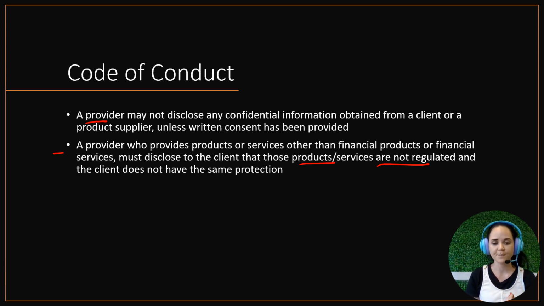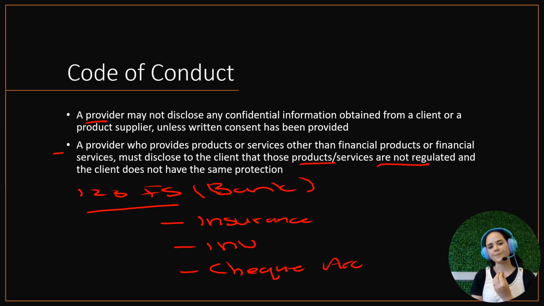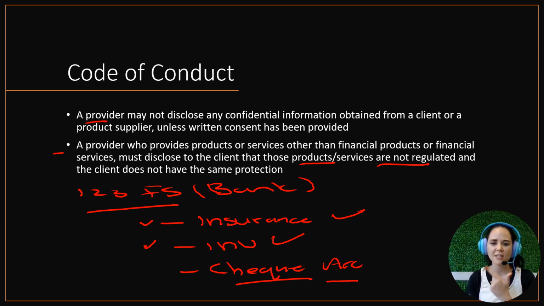So let's do a quick example. We have an FSP. Our FSP is 123 Financial Services. And at 123 Financial Services, we offer the following products. We offer insurance products, we offer investment products, and then we offer a check account. Okay, so we're going to pretend that 123 Financial Services is a bank. Now, at 123 Financial Services, we do offer insurance and investment products. Those are regulated products, regulated by the FAIS Act, which means that we need to be FAIS compliant when it comes to those products. And when our clients are not advised correctly on these products, they can go to the FAIS Ombud. But a check account, a transactional bank account, does not have an insurance component and does not have an investment component. So this is not a financial product.